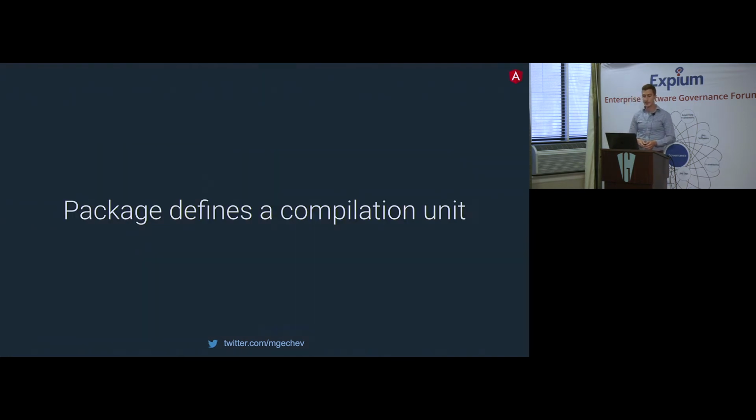As I mentioned, the packages define compilation units. So Bazel is going to compile them independently, and it is going to recognize their dependencies so that it can build as many of them as possible in parallel.